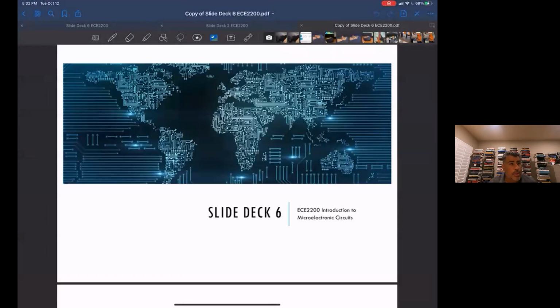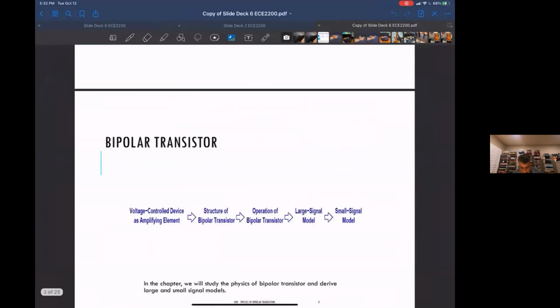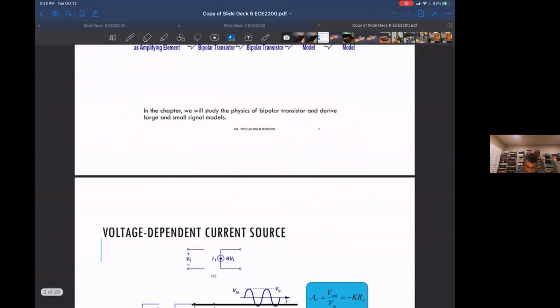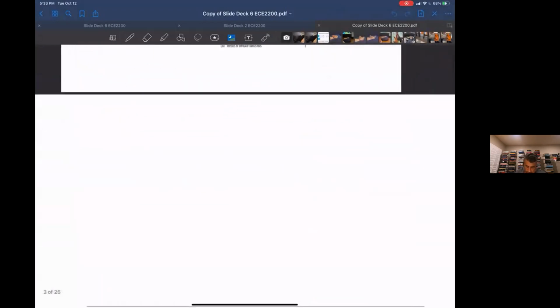All right, guys. So, today it's going to be our first day, sort of getting past the diodes into transistors. And the first set of transistors that we're going to be talking about are going to be bipolar transistors. So, I may have talked to you guys about this, but if I did, it doesn't hurt to go over it again.